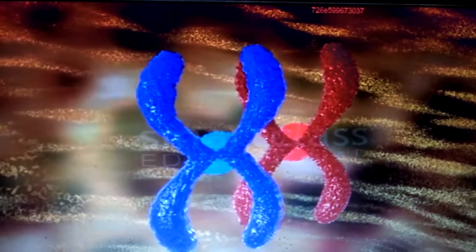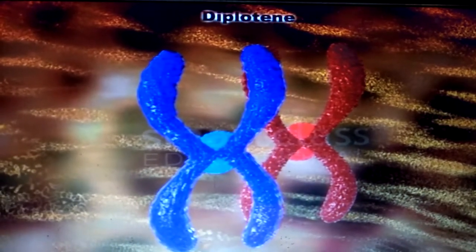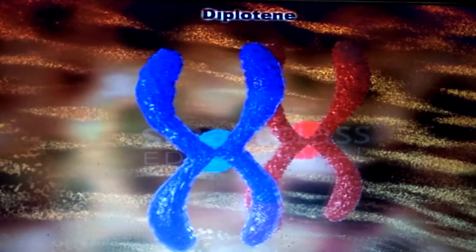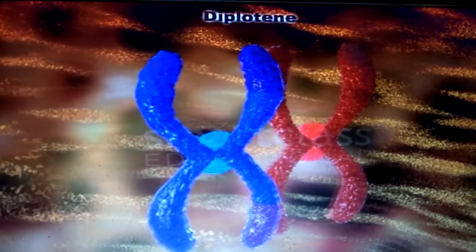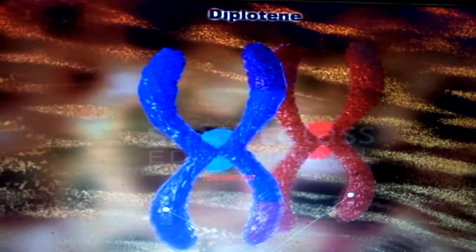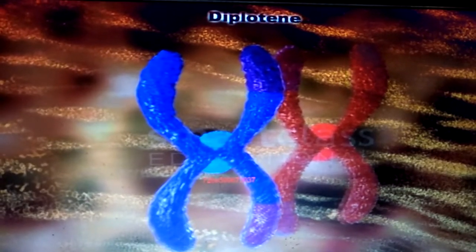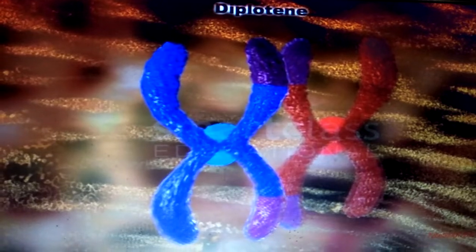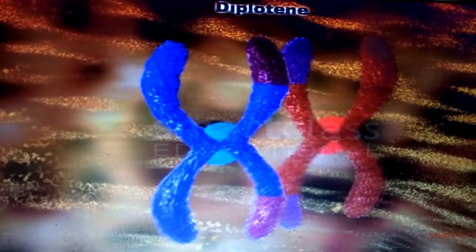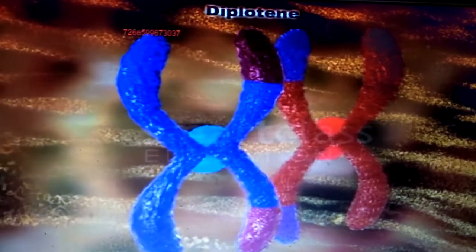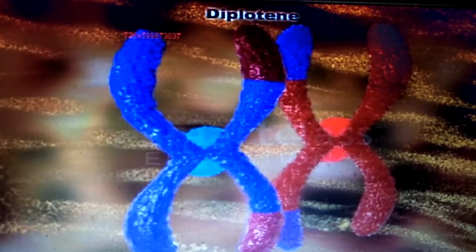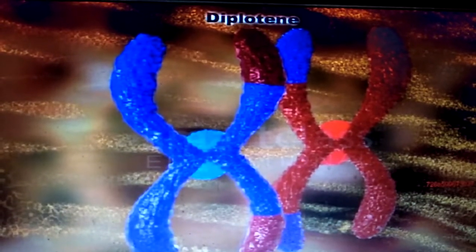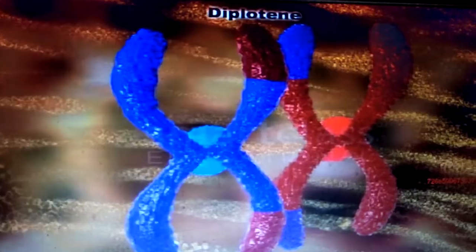The pachytene phase is followed by diplotene. During this phase, synapsis begins to break down and the chromatids start to pull apart. Due to this, the connections between the non-sister chromatids where crossing over existed become visible. These connections are called chiasmata. The appearance of the chiasmata marks the end of the diplotene.